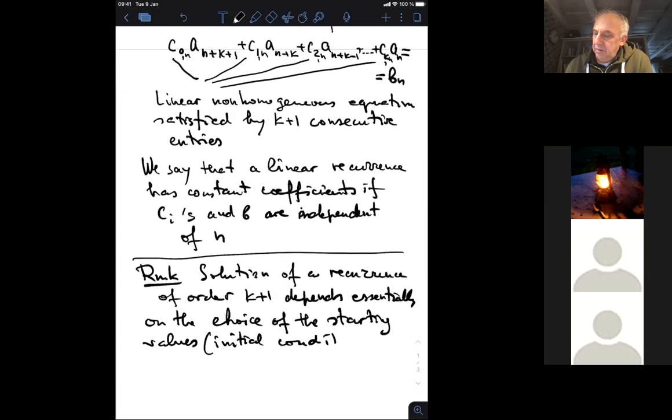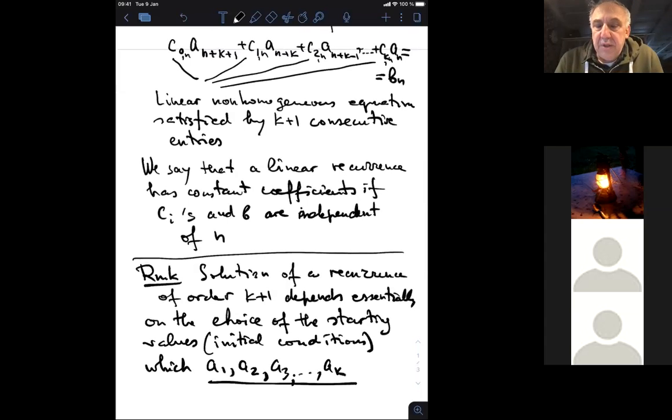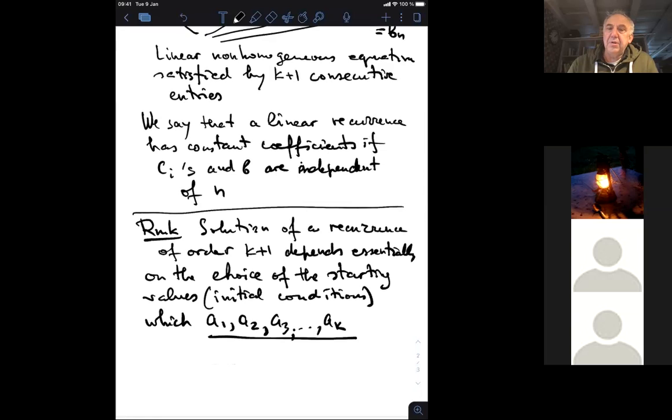which are, say, A1, A2, A3. We have to prescribe the first k guys. And then using our recurrence, we can start generating a(k+1), a(k+2), a(k+3), and so on and so on. But we need to pick the initial conditions to do our procedure, and we'll have such an interesting example later on in our lecture. We'll see that this dependence is actually quite crucial.